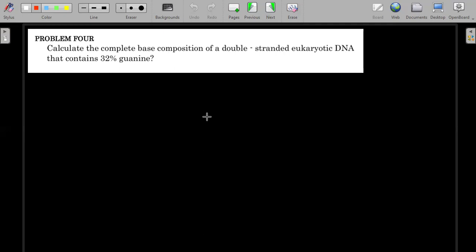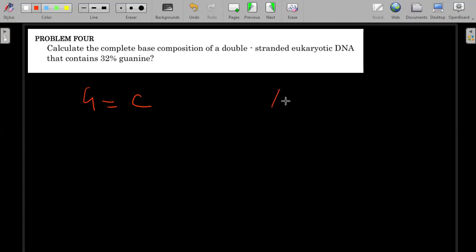Okay, so we are going to use what we call Chargaff's rules. Chargaff's rules state that the amount of guanine is always equal to the amount of cytosine, and the amount of adenine is always equal to the amount of what? Thymine.